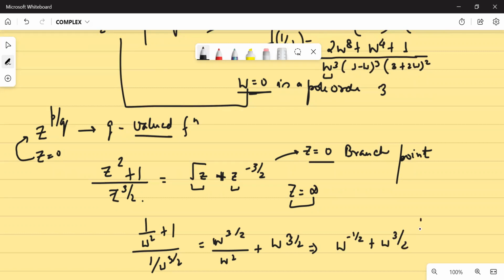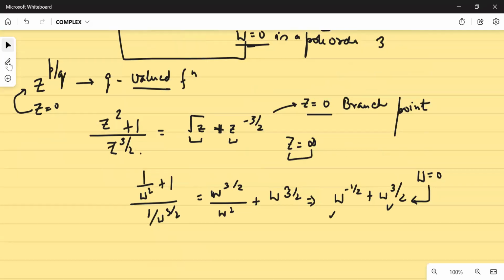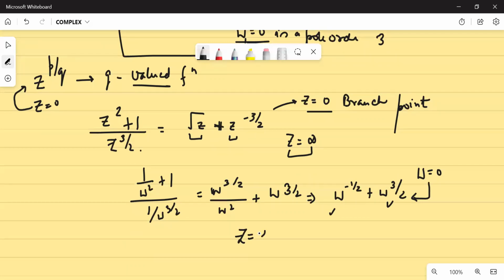3 by 2. Now for w equal to 0, again these two functions are multivalued functions. See, w raised to power 1 by 2, again p by q form. w raised to power 3 by 2, again p by q form. So at w equal to 0, you have a branch point. So since at w equal to 0 you have a branch point, it implies that at z equal to infinity, you have a branch point. Okay, is it clear to you?